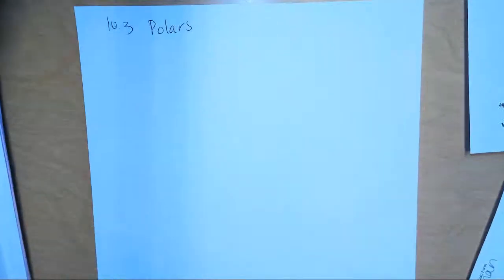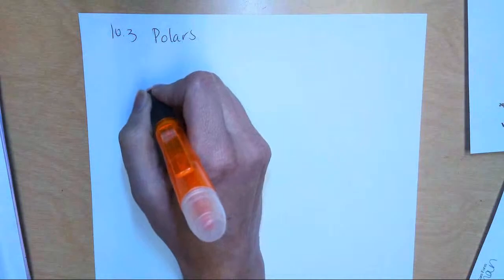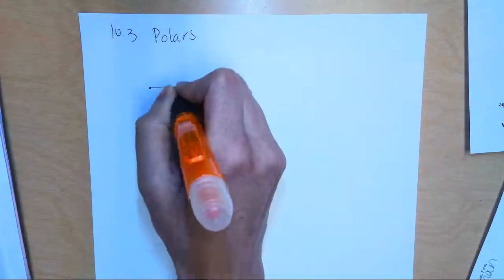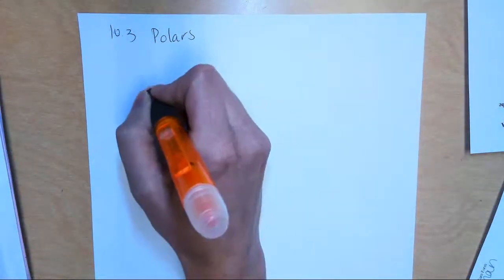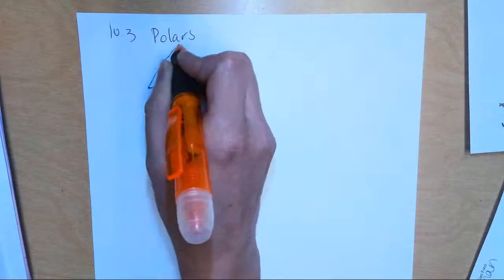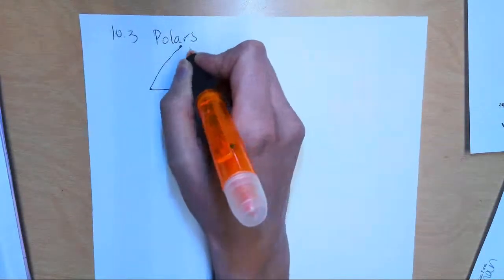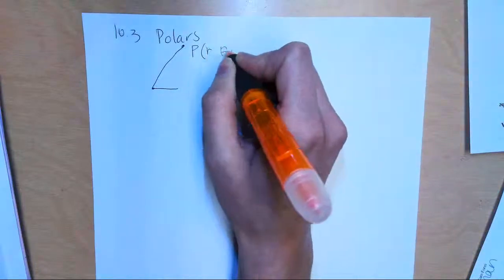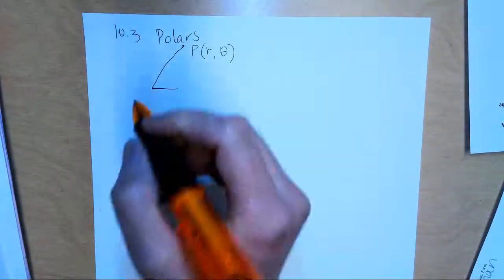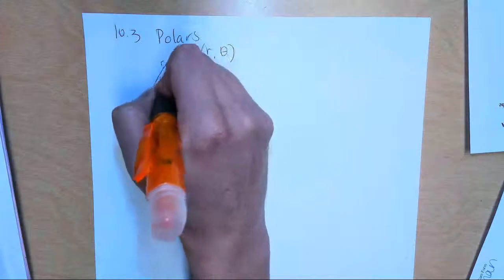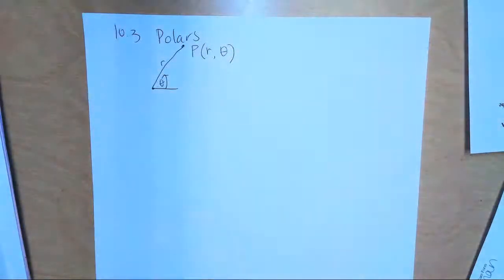Okay, polars, here we are. Okay, so a couple of things from pre-cal. Remember that we have a polar axis. We have some kind of angle. This point, that's supposed to be a straight line, is some r theta, where the length is r and this is theta. Do you remember that? Okay, great.